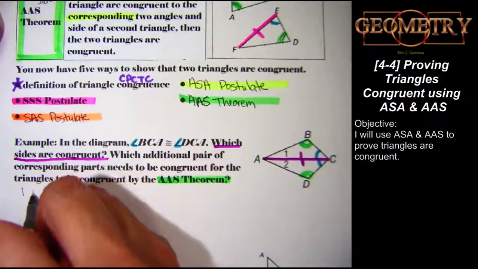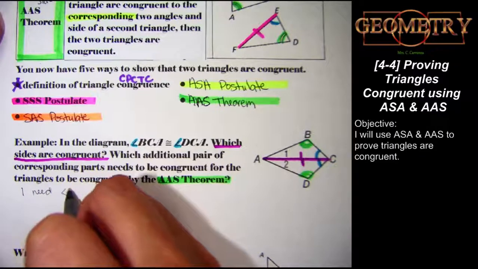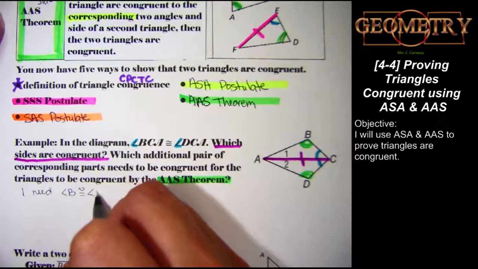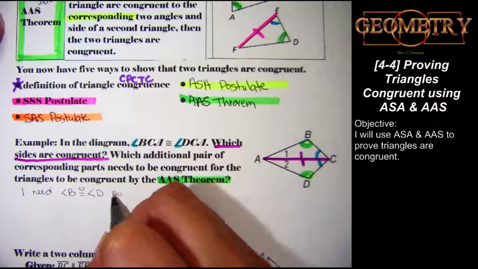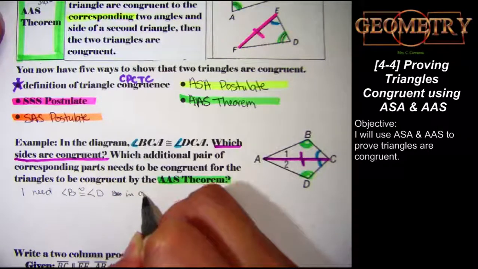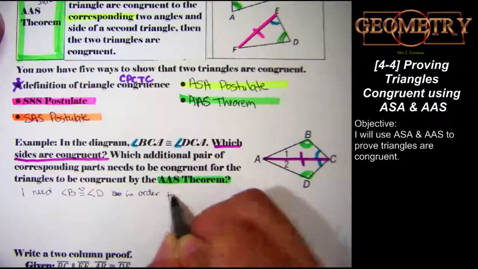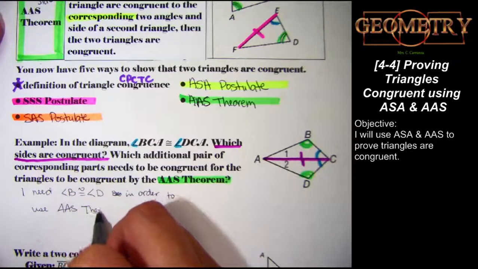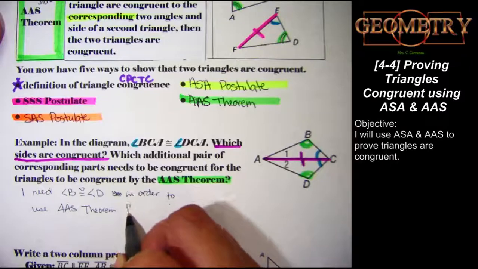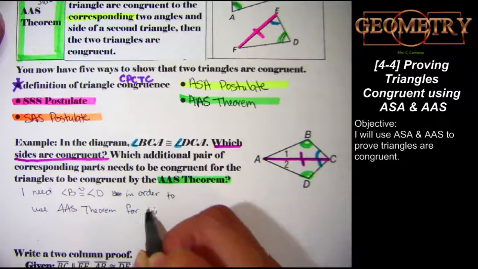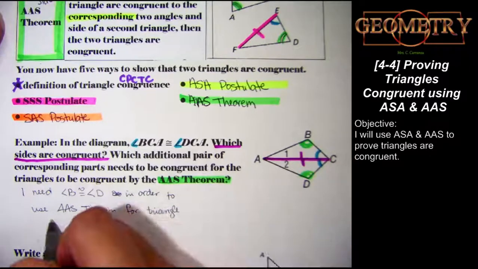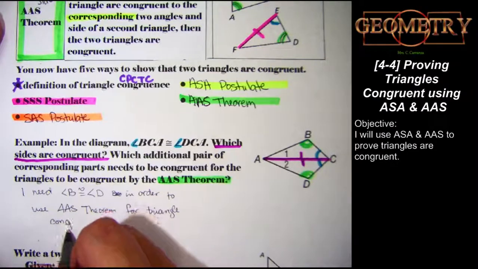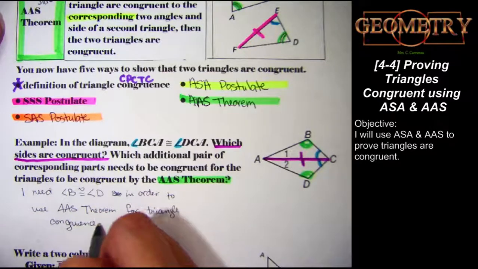So we're going to write that as a sentence. I need angle B to be congruent to angle D in order to use angle-angle side theorem for triangle congruence.